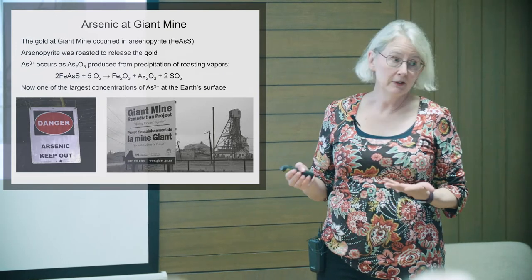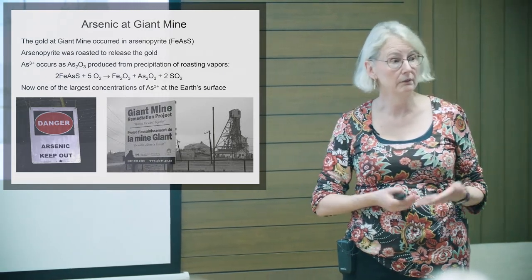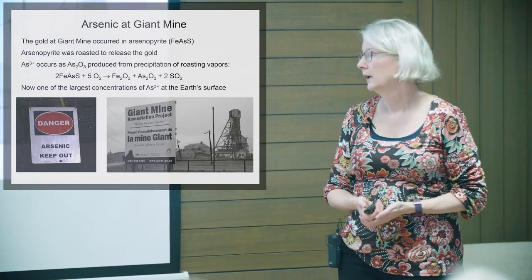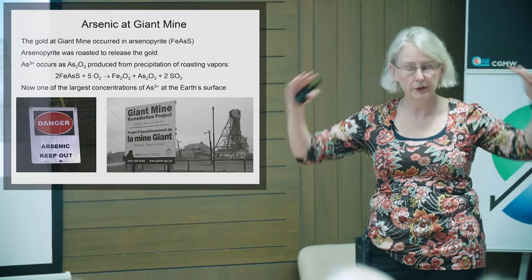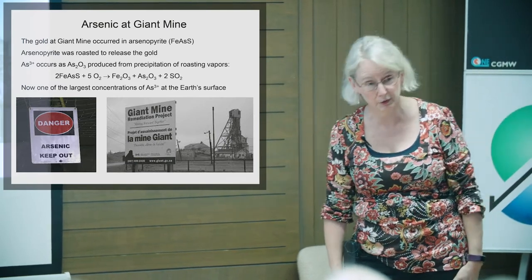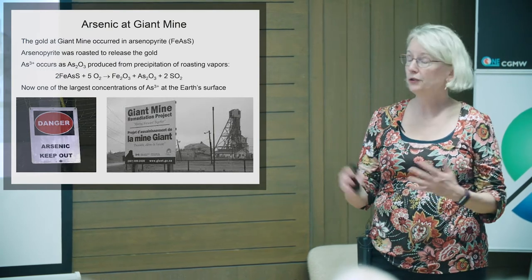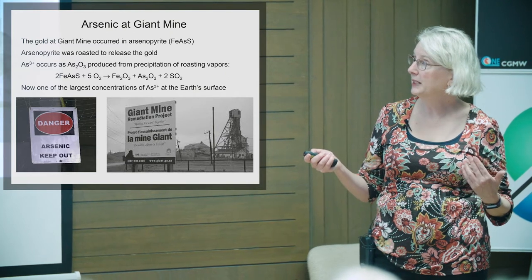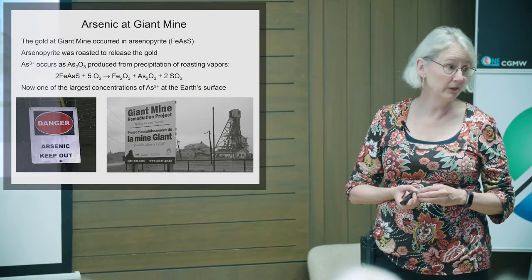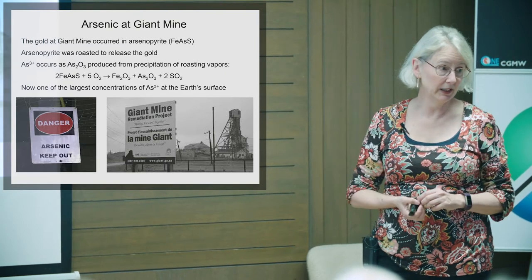So at the moment, this site in Yellowknife is one of the highest concentrations of arsenic trioxide anywhere on Earth, one of them. At the moment, they store the arsenic trioxide in big containers underground. And ever since 2004, they've been looking at what they should do about it. So they've started a big project called the Giant Mine Remediation Project, and it's been going since 2004, trying to figure out what to do about these containers.